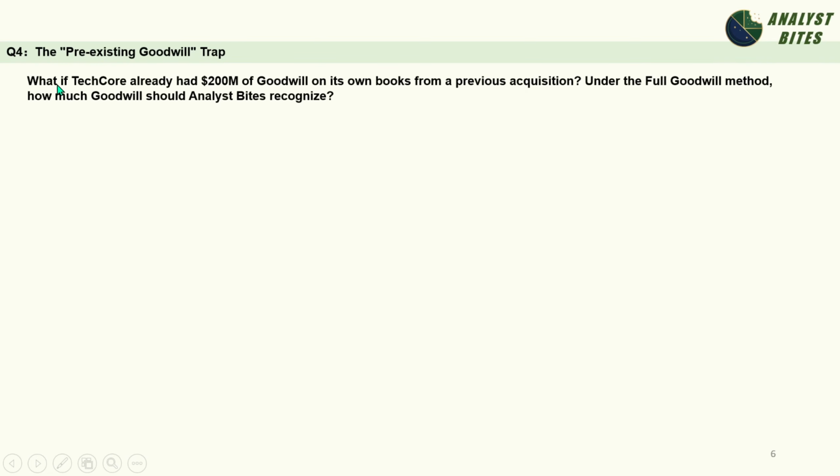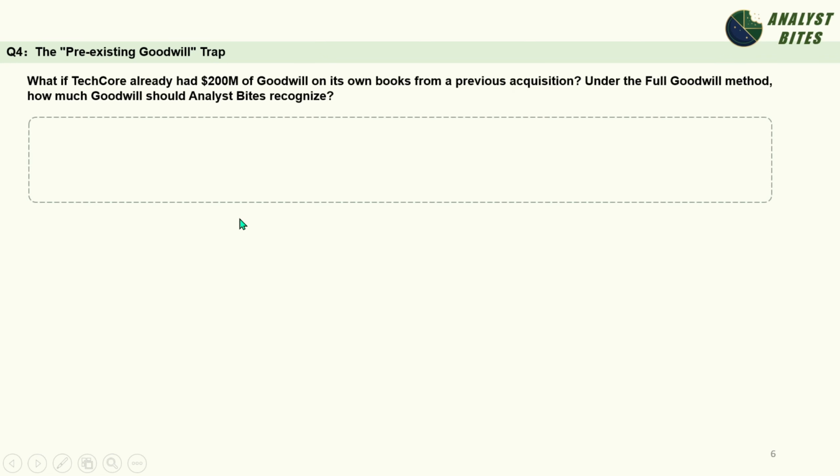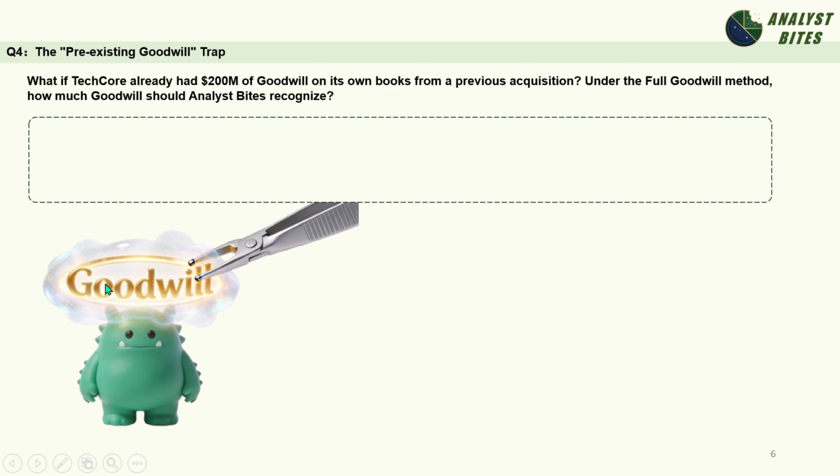This question asks: if the sub already has 200 million of goodwill from a previous acquisition, how much goodwill do we record under the full goodwill method? Take a look at this picture. You will see that the goodwill halo above the monster's head can't be picked up with the tweezer. Why? Because goodwill is based on future expectations. It can't exist independently.